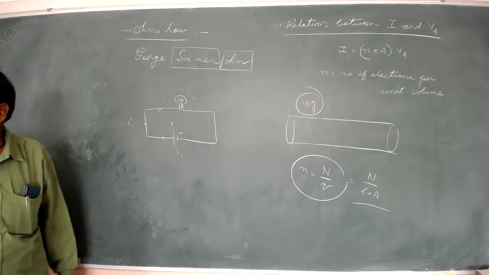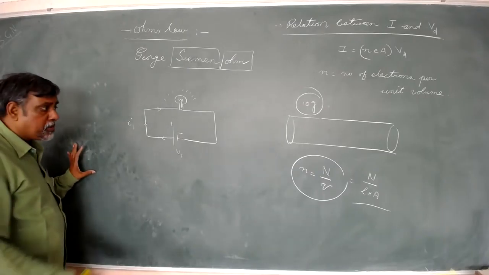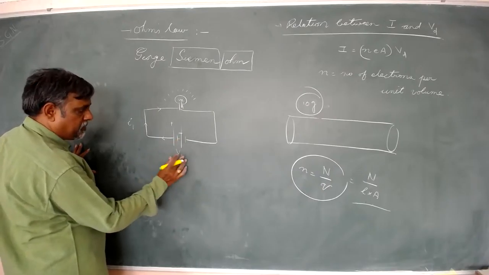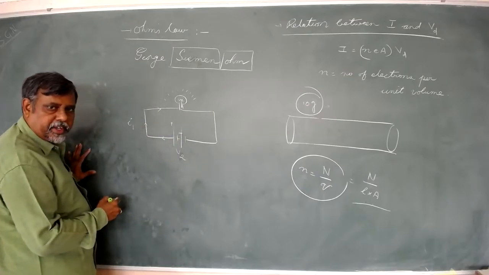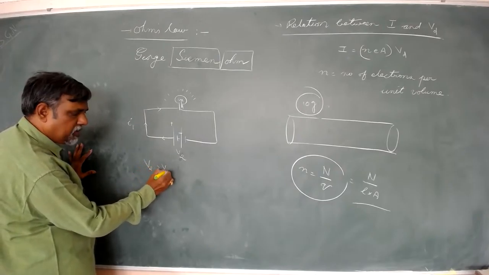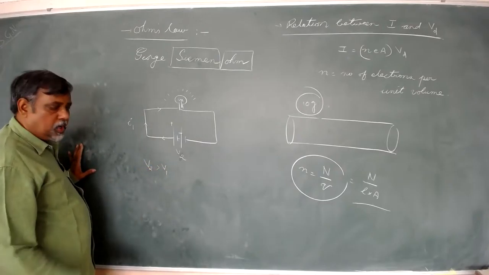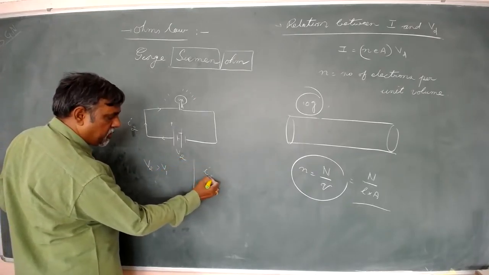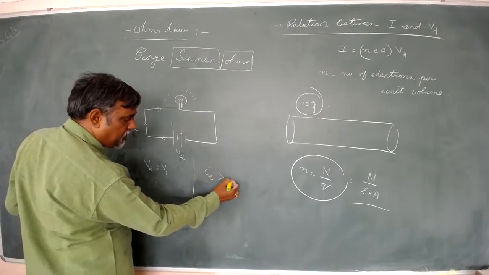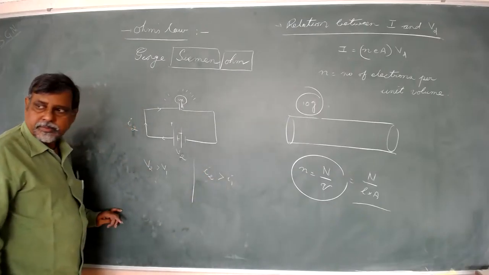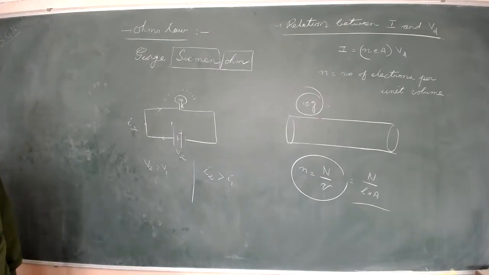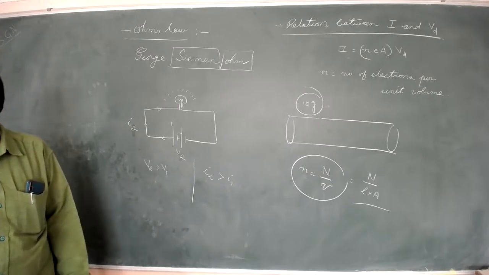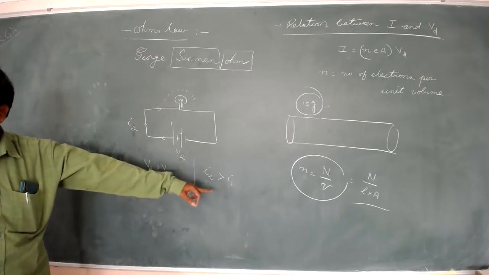Then what will you do? You will be putting one more cell in series. Then, in the second case, the potential offered is V2. Usually V2 will be more than V1. Now, in the second case, I2 amount of current passes. What about I2 and I1? Is I2 more than I1 or less than I1? More than I1, usually. Is that not so? I2 is more than I1.